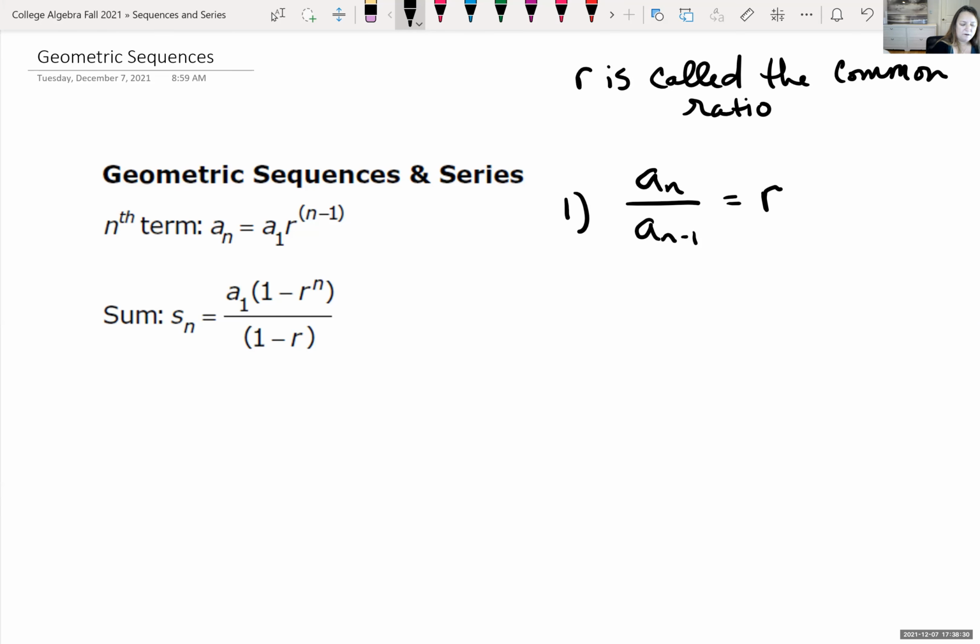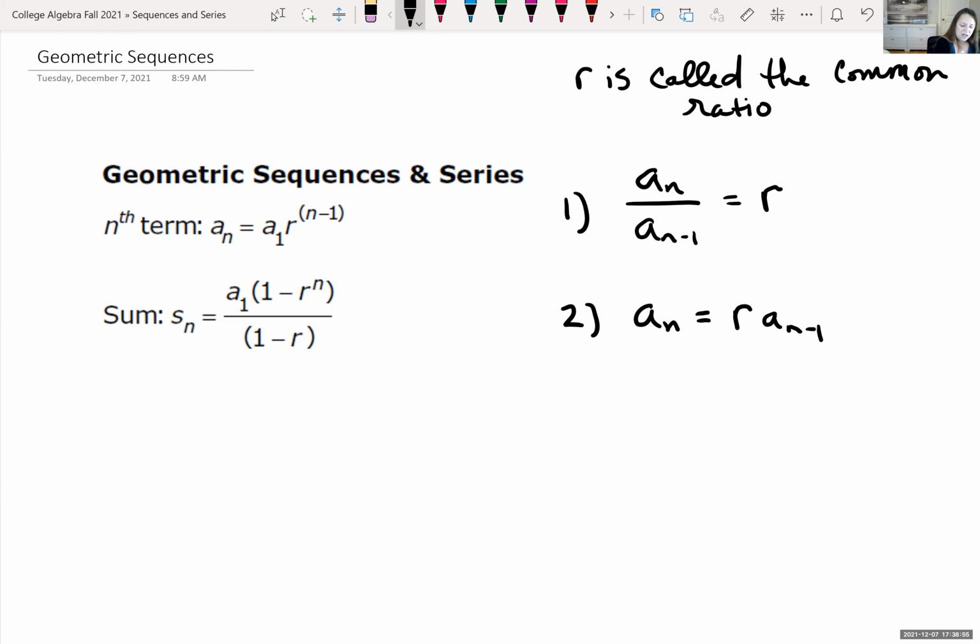Okay, so that's one of our formulas. Just like the arithmetic sequence, this has 3 formulas. The second formula, we can tell that a sub n, if we multiply both sides of our equation by the term right before that, is going to be the same thing as r times a sub n minus 1.